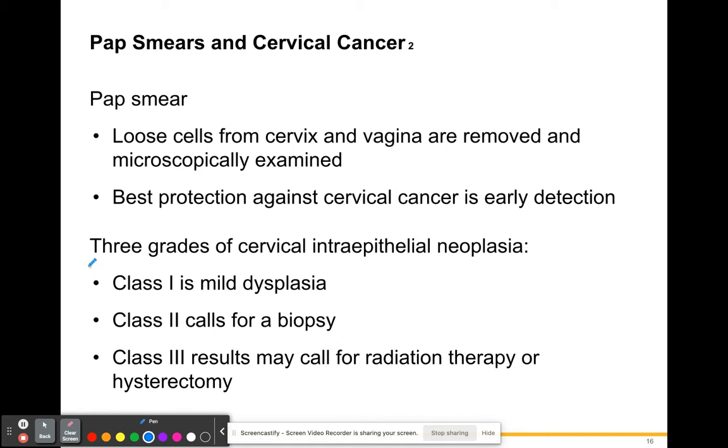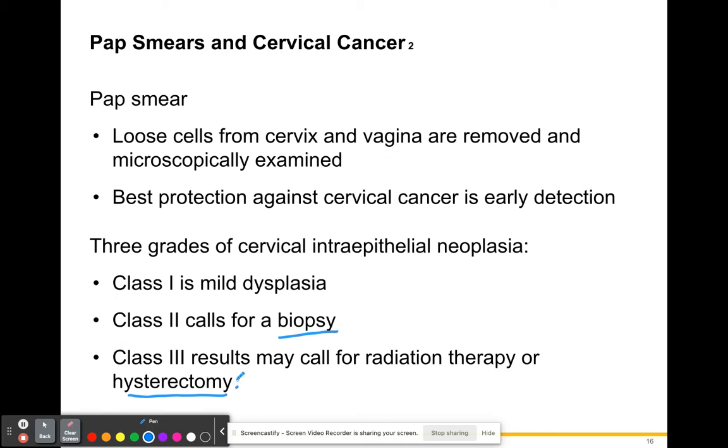Okay, there are three grades of cervical intraepithelial neoplasia, or abnormalities of the cervix. You have class 1, which is mild dysplasia, and class 2 dysplasia, where doctors will typically order a biopsy, taking cells and looking at them for cancer, things like that. Then you have class 3, which results in a call for radiation therapy or a complete hysterectomy. Complete hysterectomy is when the uterus and ovaries and fallopian tubes are all removed.